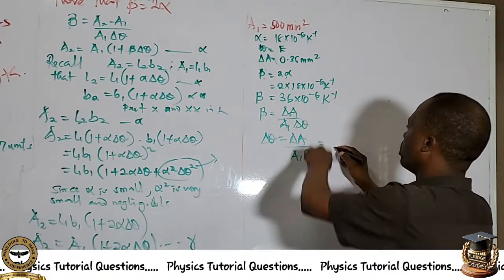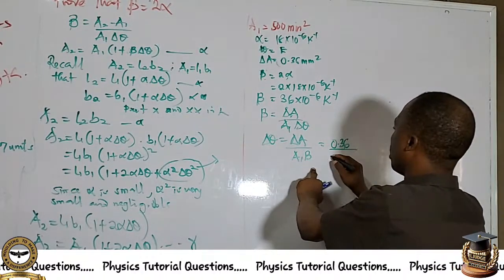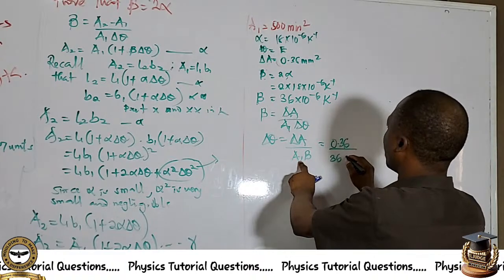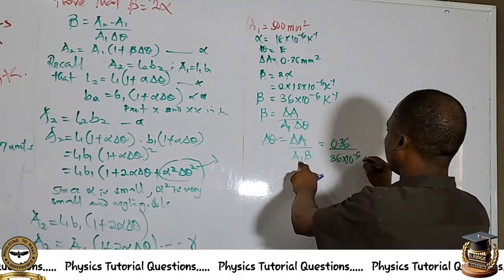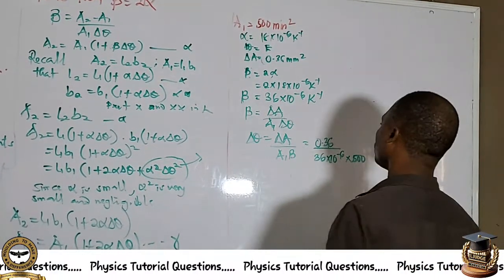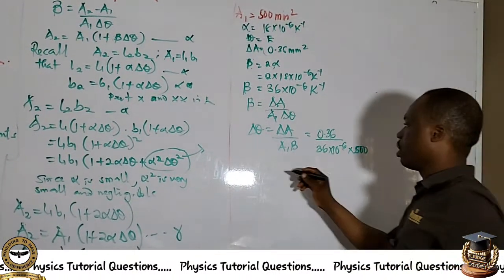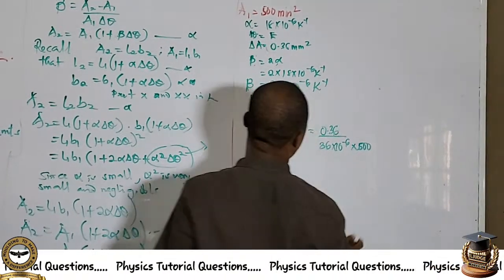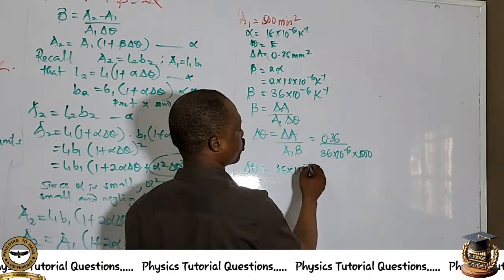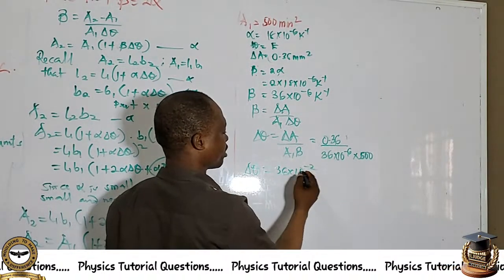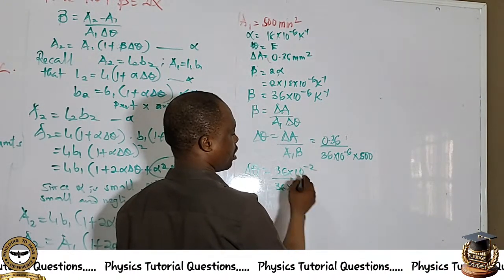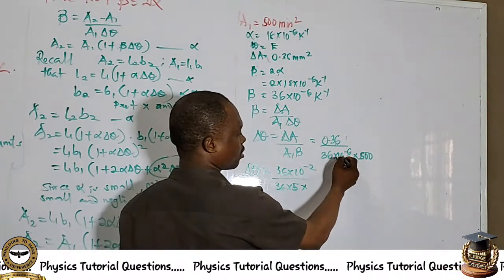So what is delta A? Delta A is 0.36 over 36 times 10 raised to power minus 6, times A1, which is 500. So in this case, we have delta theta. Without using any calculator, I can change this and say this is 36 times 10 raised to power minus 2 over 36 times 5 times 10 raised to power minus 6.